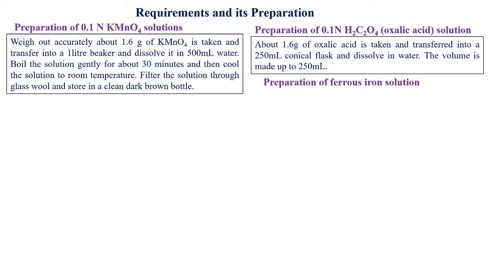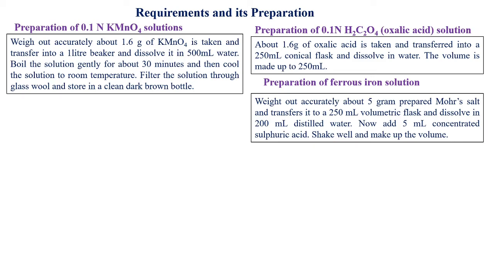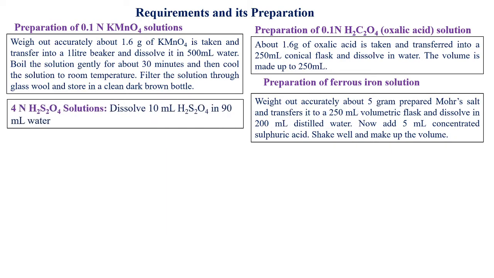One another requirement of this experiment is ferrous solution, that is Mohor salt solution. We prepare the Mohor salt solution by taking 5 gram of Mohor salt and dissolve in approximately 200 ml of water. One another requirement of this experiment is 4 normal sulfuric acid. We prepare 4 normal sulfuric acid by dissolving approximately 10 ml of sulfuric acid in 90 ml of water. One another requirement is phosphoric acid.